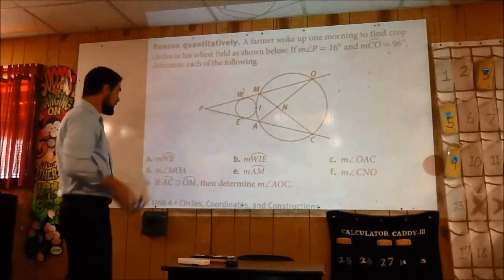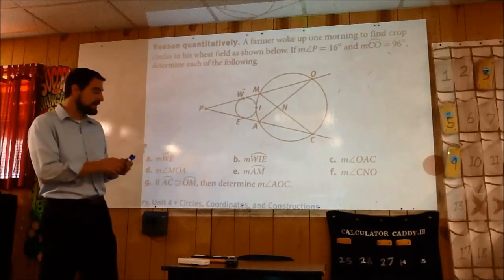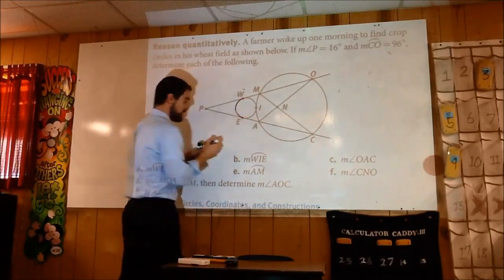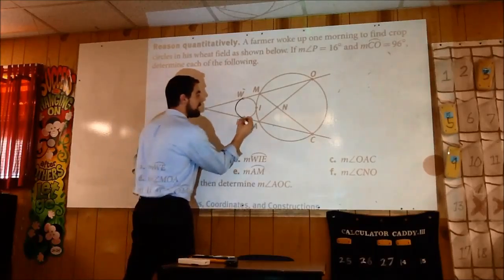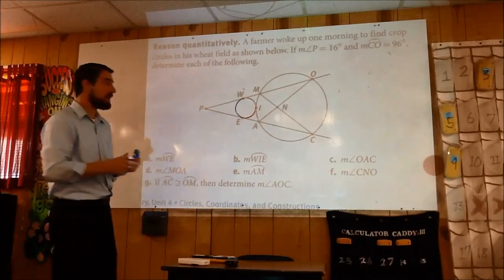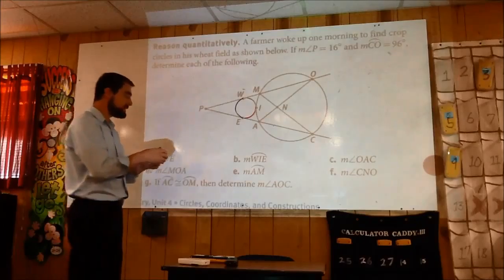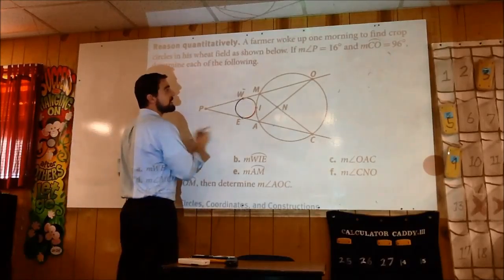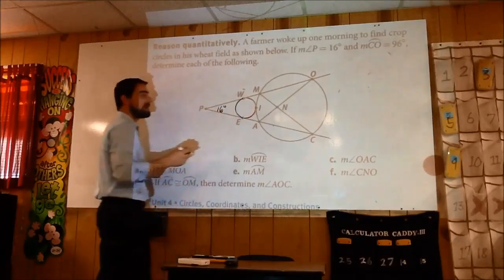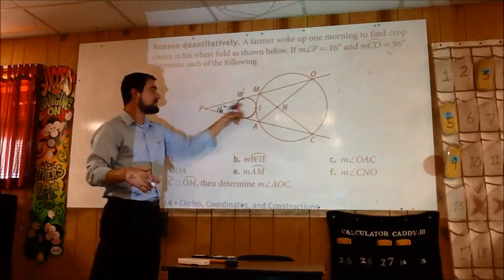Quickly go over these parts here. So A and B are asking for the measurement of these two arcs that completely make up the whole circle. So we know that when you add them together, they're going to equal 360 degrees. But also, the measure of angle P, which was given to us as 16 degrees, this angle is outside of that circle and it intercepts these two arcs.